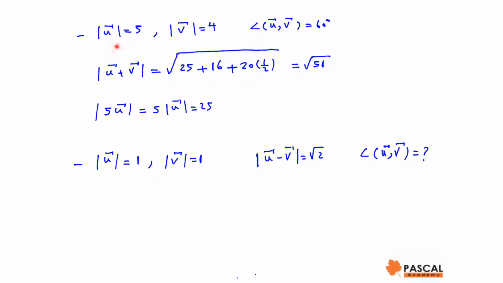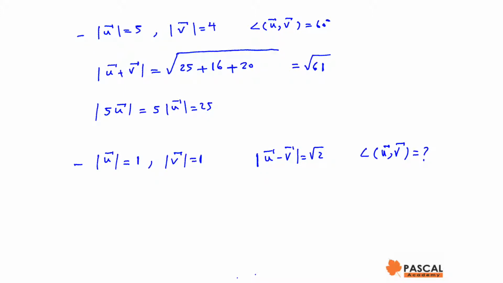Next example: size of u is 5, size of v is 4, and the angle between u and v is 60 degrees. We want to find the magnitude of u plus v and the magnitude of 5u. We know magnitude of u plus v to the power of 2 is magnitude of u to the power of 2 plus magnitude of v to the power of 2 plus 2 times magnitude of u, magnitude of v, cosine of the angle between them. Therefore, magnitude of u plus v is the square root of 25 plus 16 plus 40 times 1 over 2, which is 20. This would be square root of 61. Magnitude of 5u, or negative 5u, is 5 times magnitude of u, in this case 25.